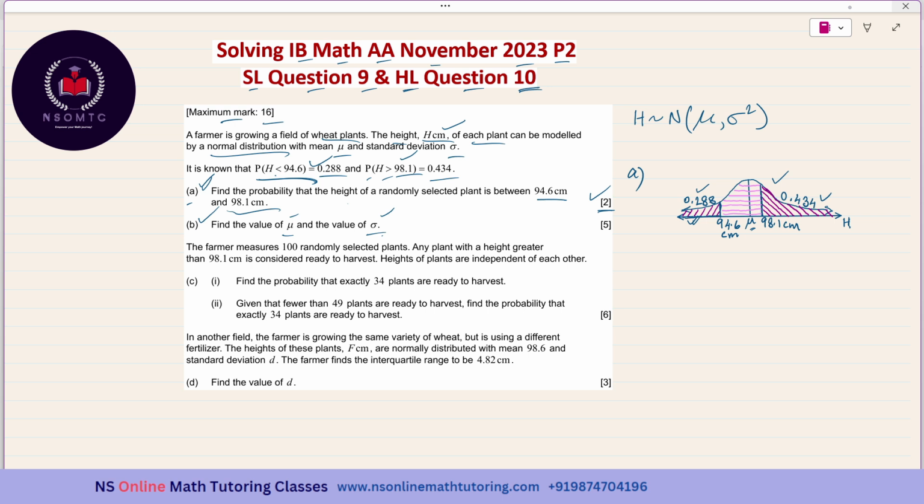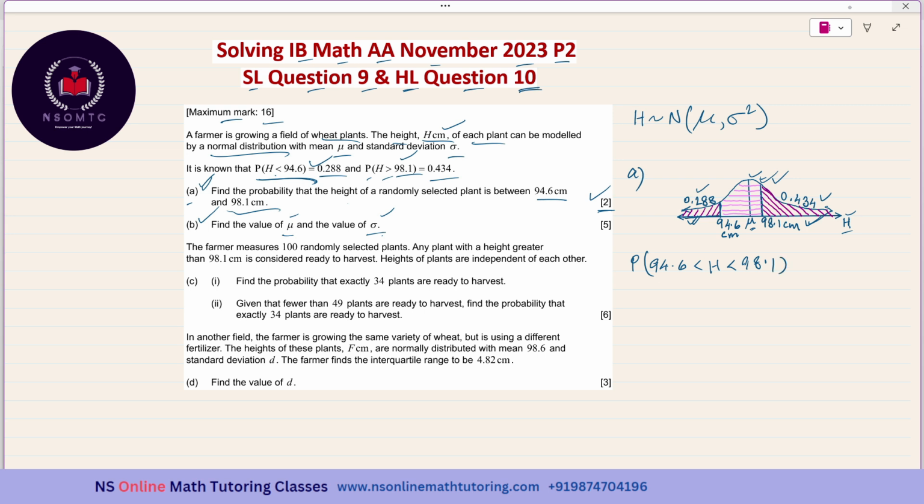We know that the sum total of all the probabilities is equal to 1 every time, and the total probability is the area between the normal distribution curve and the horizontal axis, which is the height axis. So the total area is equal to 1. And our question is to get the probability where the height is between 94.6 and 98.1.